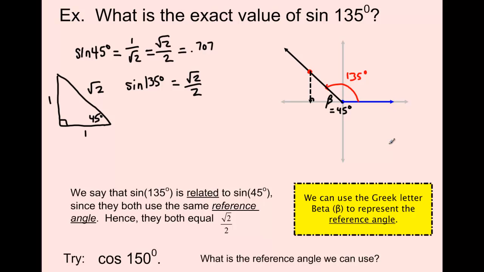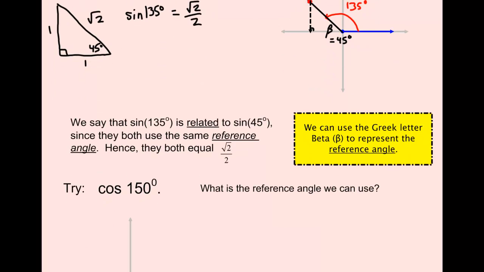We say that the sine of 135 degrees is related to the sine of 45 degrees since they both share the same reference angle. Both of them would have 45 degrees as their reference angle. And so then they both equal root 2 over 2. So we're going to see if we can try this for cosine of 150 down here.